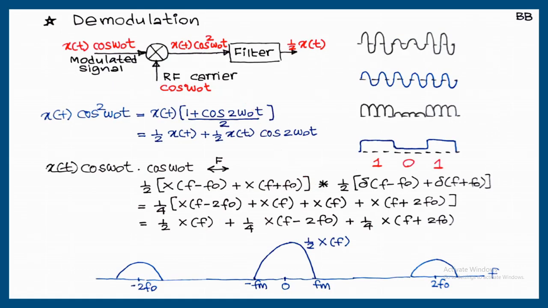Signal can be demodulated by multiplying the modulated signal with again the same radio frequency carrier cos omega 0 t. Here x of t cos omega 0 t is a modulated signal, that is again multiplied with cos omega 0 t. So modulation and demodulation are similar processes. For modulation, the input signal is the modulating signal. For demodulation, the input signal is the modulated signal. For both cases, we are using the same carrier. In one case, we are getting the modulated signal. In the second case, we are getting the demodulated signal.